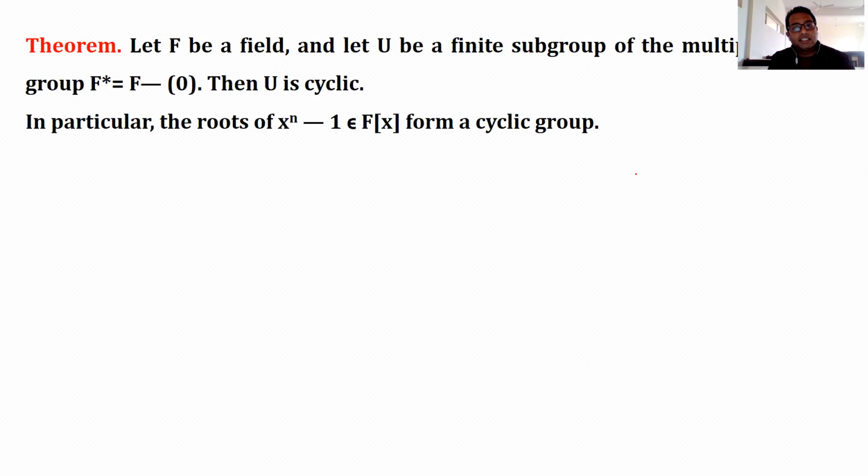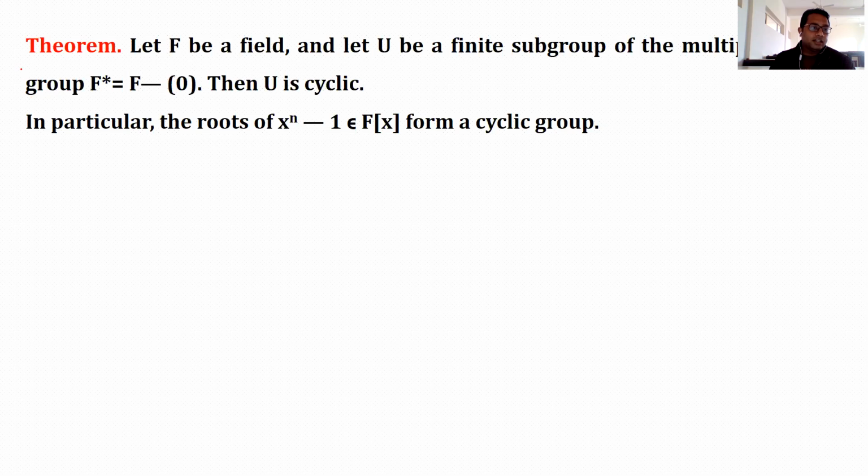F star is the multiplicative group, because we all know that the collection of non-zero elements of a field forms a multiplicative group. So we have to choose a subgroup U of that, but keep in mind U should be finite. Now we have to prove that whenever you choose a finite subgroup of the multiplicative group F star, then this U will always be cyclic. This result we need to prove here.